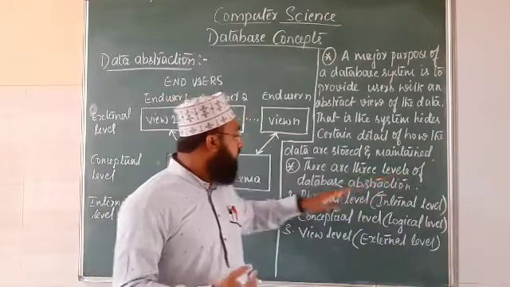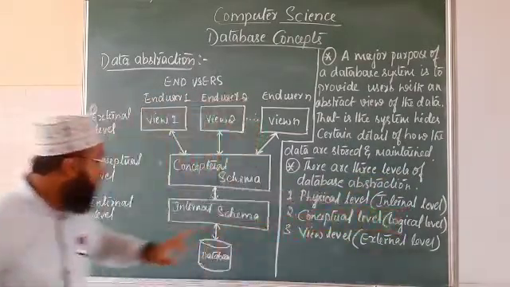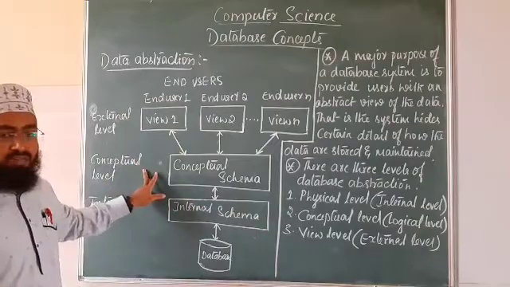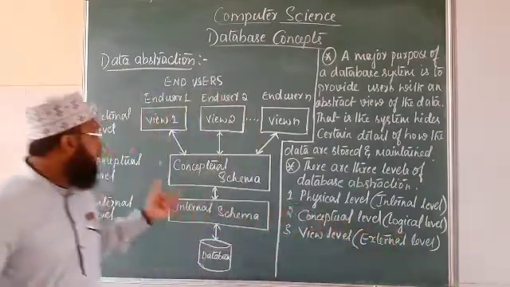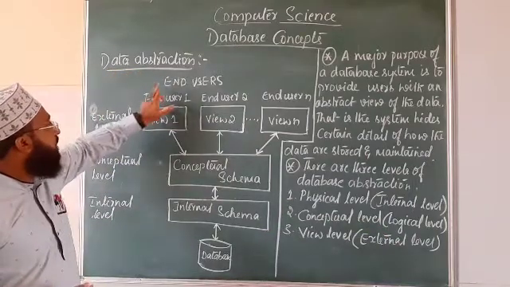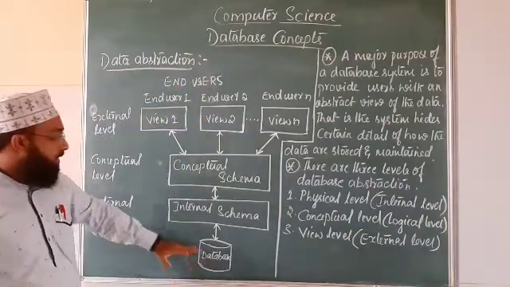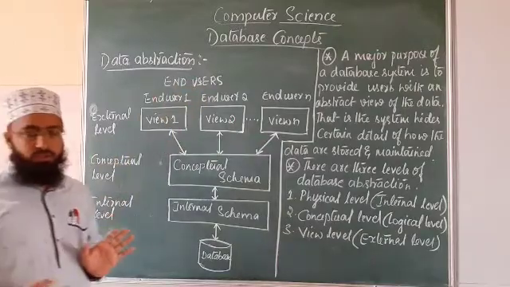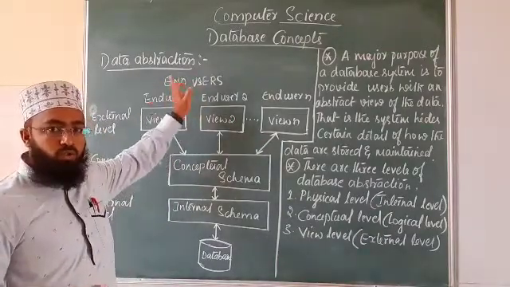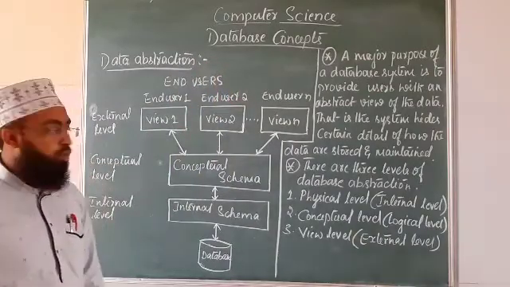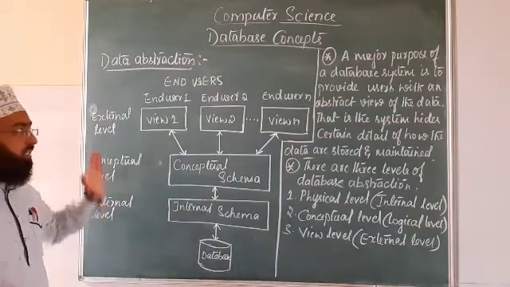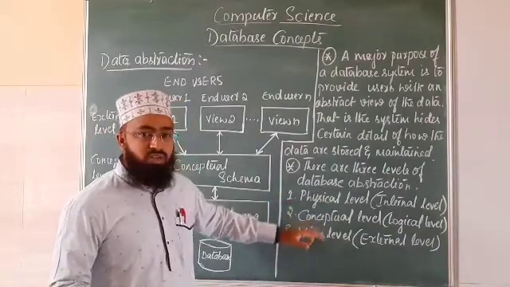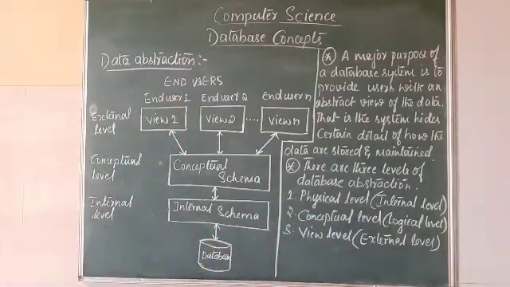And there are three levels of database abstraction. That is the physical level, which is also called the internal level. Next is the conceptual level, which is also called the logical level. And the third one is the view level, which is also called the external level. Remember this diagram, write it as end users, then from database, starts from database, internal schema, external schema, then view 1, view 2, up to view n, many views. On top of that, user 1, user 2, user n, many users. Then external level, conceptual level, internal level. Remember this data abstraction diagram, and now I am going to explain all three: the physical level, the conceptual level, and the external level, that is the view level.